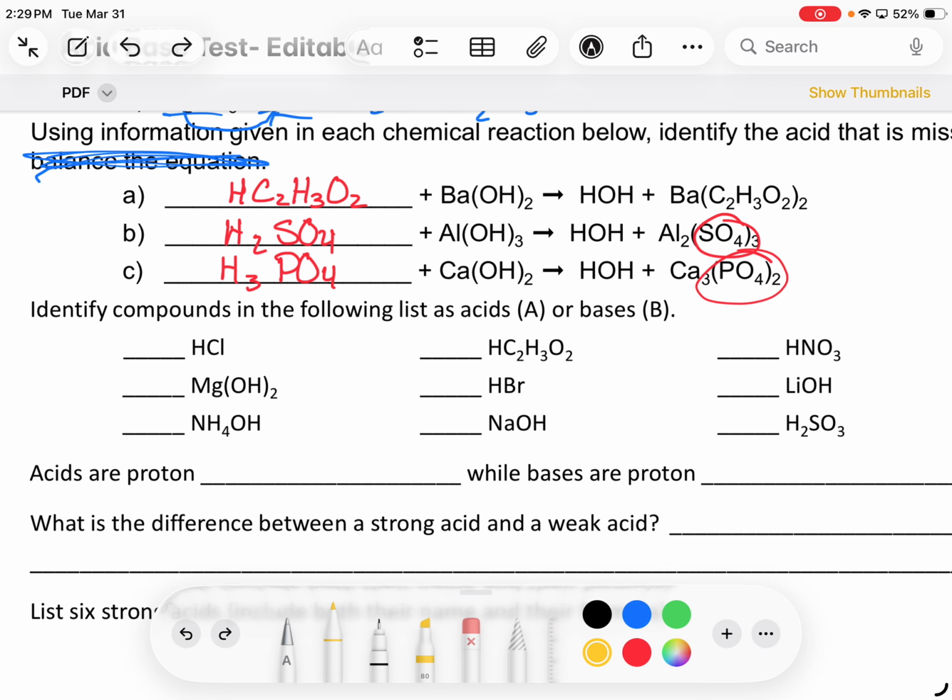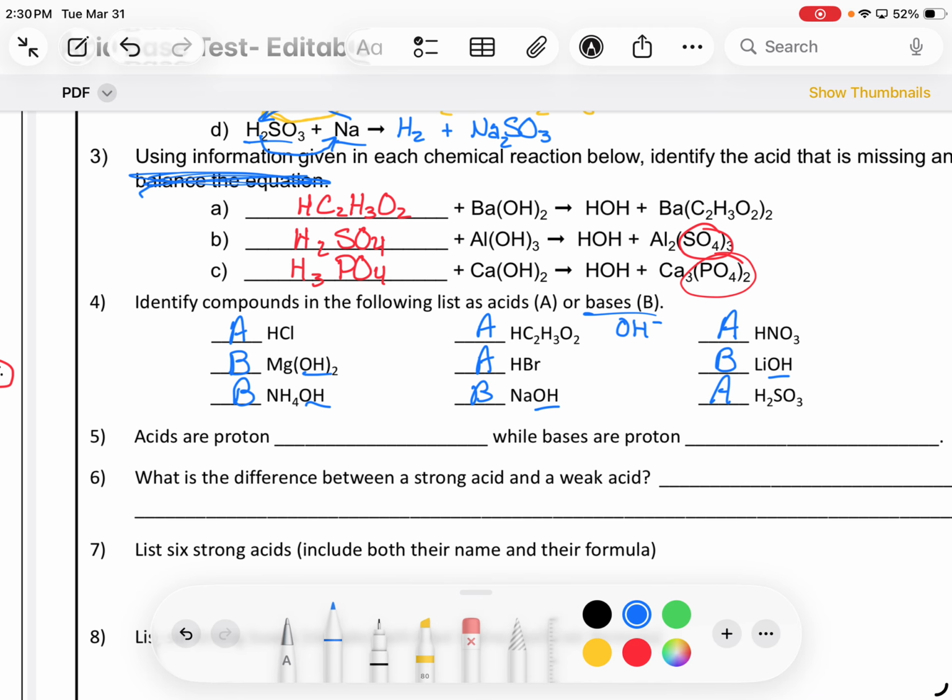Identify each either as an acid or a base. Note, hydrochloric acid. Well, I just gave you the answer. Since it starts with the H, it's an acid. Good. And the other ones, if it's a base, it has to have what ion? Hydroxide. Base, base, base, and base.